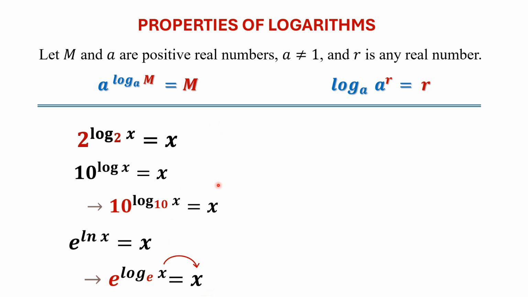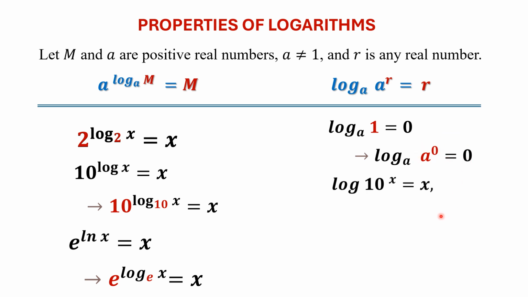So let us have some examples for the second property. The first one is log of 1 to the base a is equal to 0. Why? Because if this log is with the base a, we can write 1 with the base a as a to the 0. Since they have the same base, the answer is 0. So that is why log base a of 1 is equal to 0.